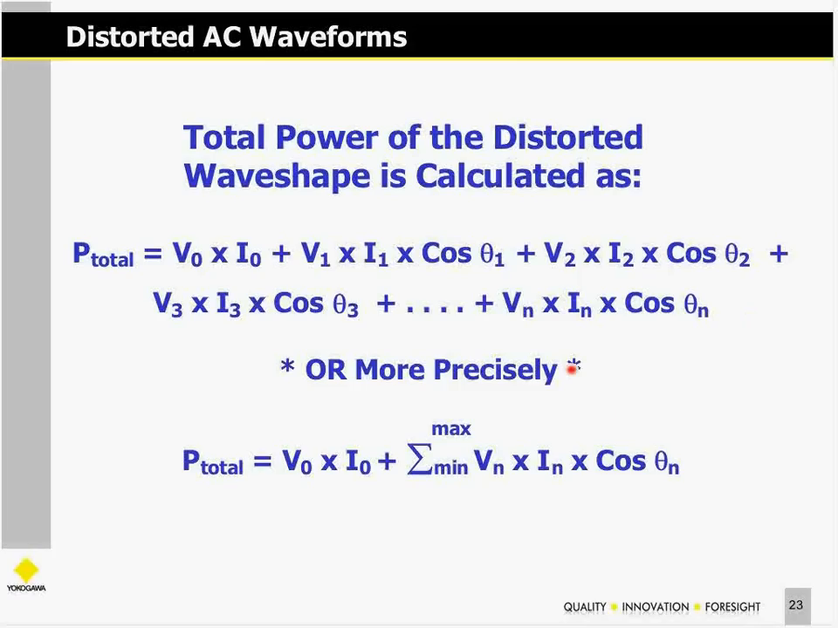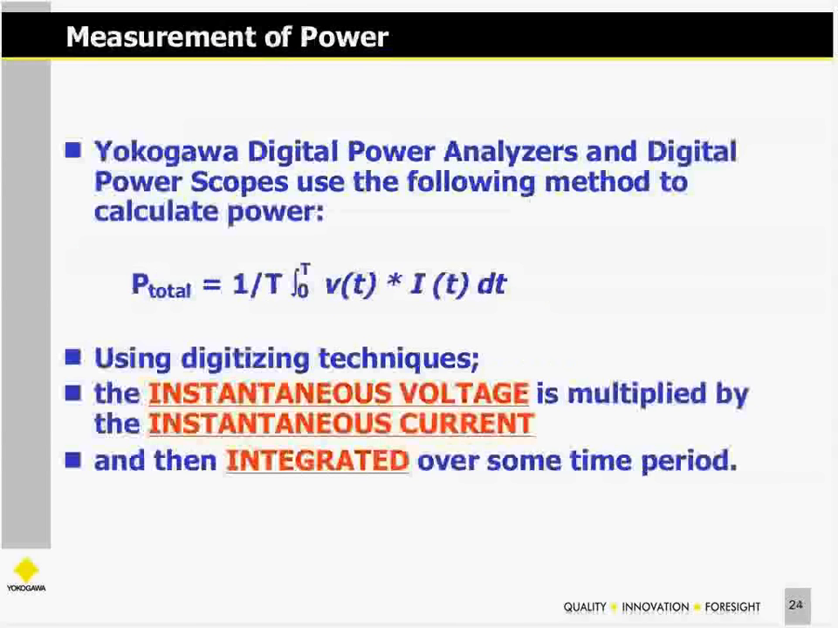But more precisely, I like to say, it's the sum of all the harmonic components, okay, that's Vn times In times cosine of the angle at each order n that are present. This would take into account those interharmonics that we might be talking about. And then, of course, we have to add whatever the DC component is. So it's the summation of all the harmonic content in that distorted waveform. That's how your total power would be calculated.